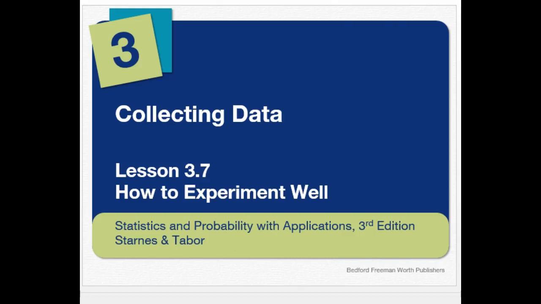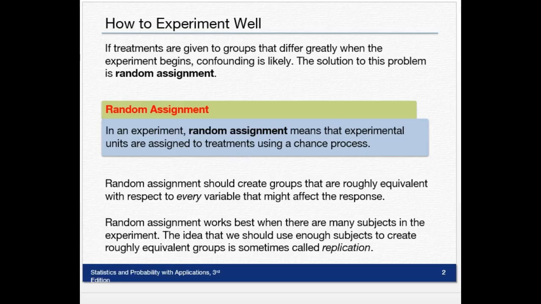All right, in 3.7, we're going to talk about how to experiment well. If treatments are given to groups that differ greatly when the experiment begins, confounding is likely. So you can have confounding in an experiment, so you have to be very careful. The solution to this problem is random assignment. In an experiment, random assignment means that the experimental units are assigned to treatments using a chance process. They don't get to choose, basically. They are randomly assigned. Okay?